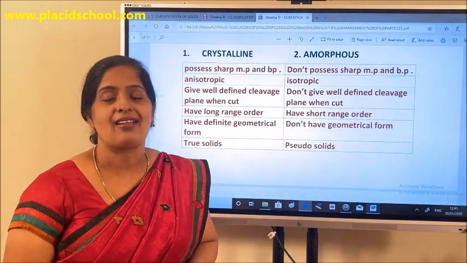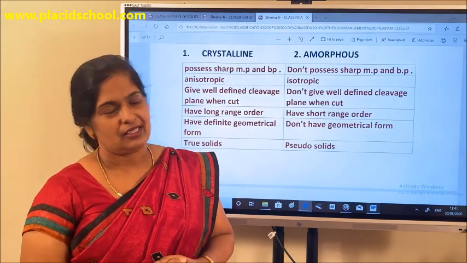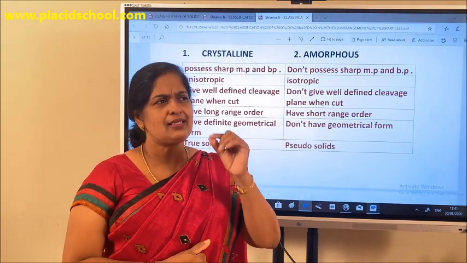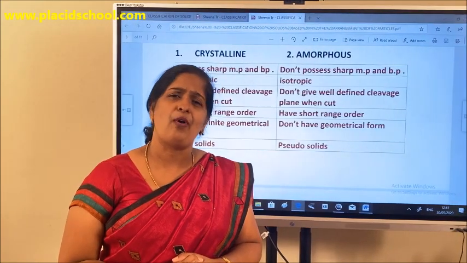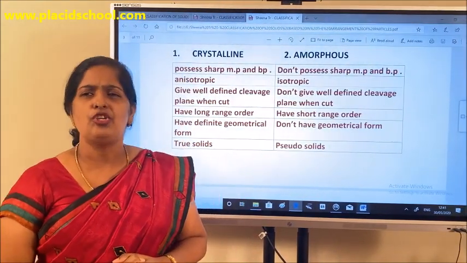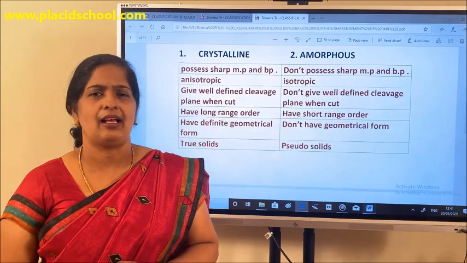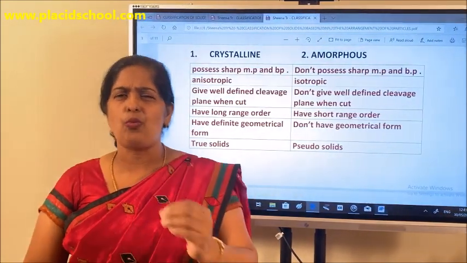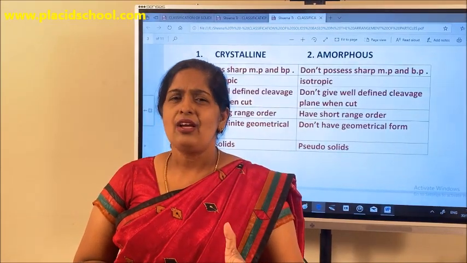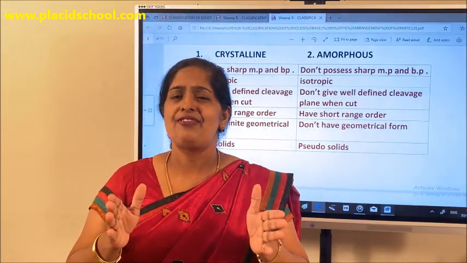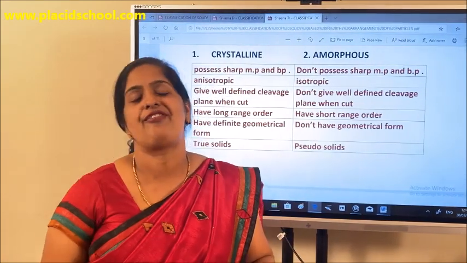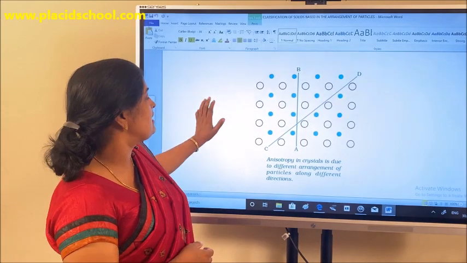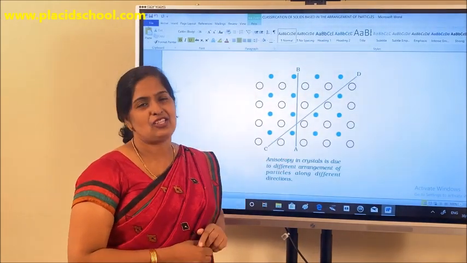Now move on to the next difference. Crystalline solids are anisotropic, but amorphous solids are isotropic. This anisotropy is very important from the examination point of view. Usually that question comes for the exam. Anisotropy means it is a phenomenon in which a solid will have different physical properties along different directions. I will illustrate this. See, this is a crystalline solid.